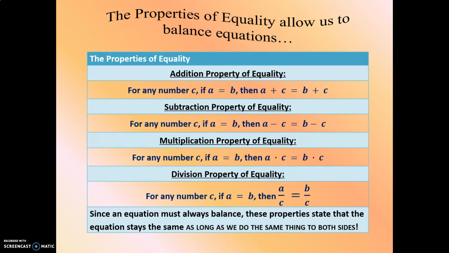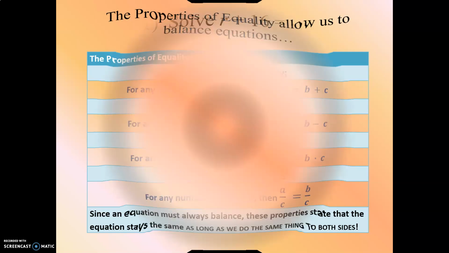And basically these properties say that as long as you are doing the same thing to both sides, you're not going to change the value of your result. You're changing things by the same amount on both sides. If you add 1 to both sides, subtract 1 to both sides, multiply by 1 to both sides, or multiply by 2 if you want to get a bigger number, divide by 2, divide by 1. As long as you're doing the same thing to both sides, it doesn't change your result. These are called the properties of equality.